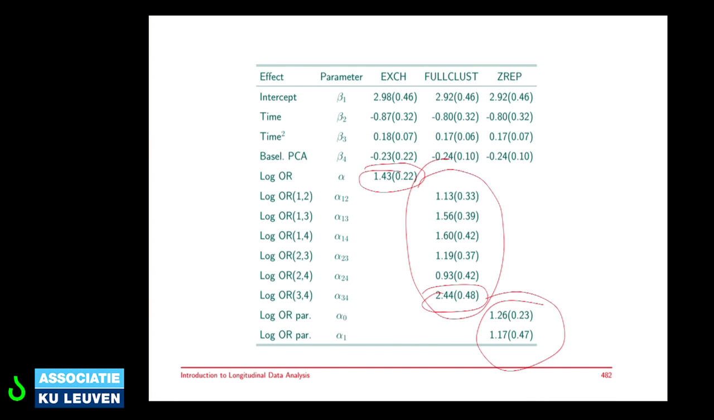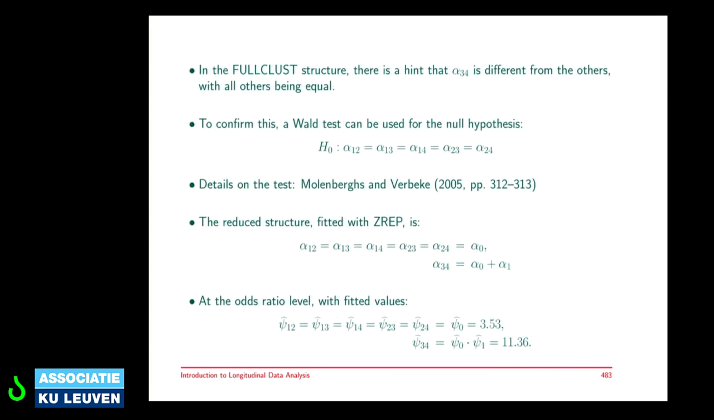So from that last model, if we go for that model, we conclude that the common log-odds ratio between all but the last pair is significantly different from 0. So an odds ratio significantly different from 1. And we do see that the add-on parameter, the additional parameter, is also significant. So we can say that the correlation between times 3 and 4, or the association, or the odds ratio, I should say, is significantly higher than between the others.